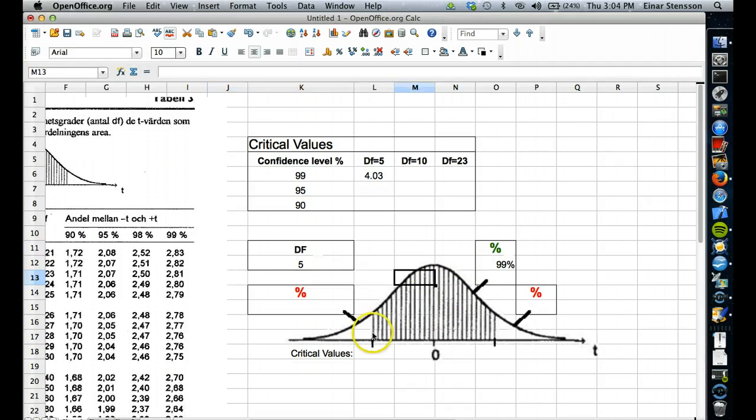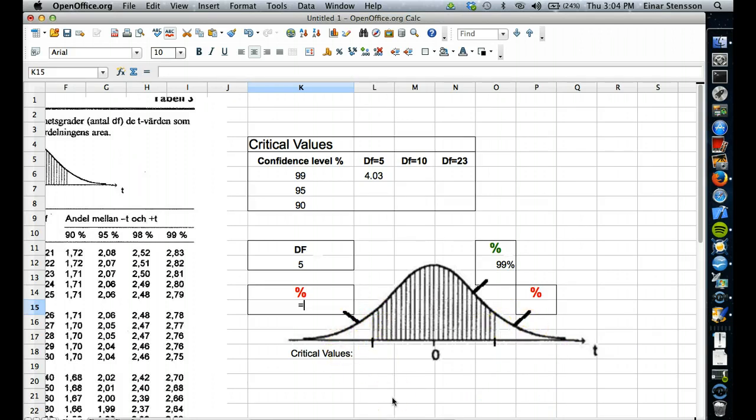Okay, so if I have 99% in my shaded area here, how many percent do I have in my tails? This is interesting because it says something about the uncertainty that we have in our value or our estimate or whatever it is we're studying. So I need to find the total uncertainty, and then I need to divide it by 2 because it's going to be equally distributed between these two tails here.